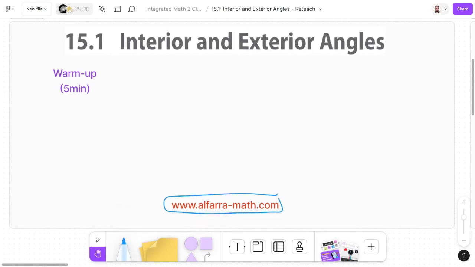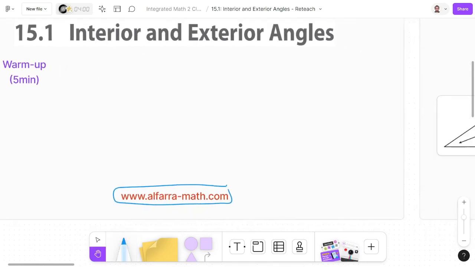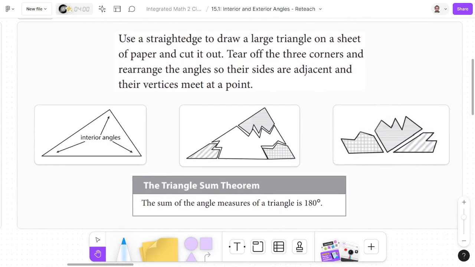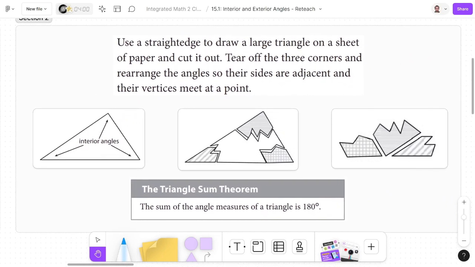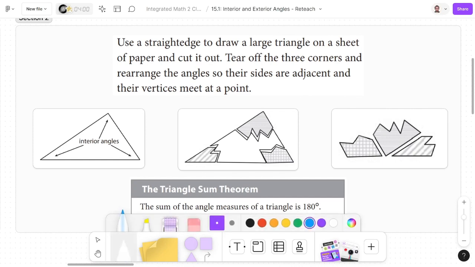Okay, now let's start the lesson about interior and exterior angles. Let's take a look at this one. Here, this one is proving that when we have a line or a triangle, both of them should equal 180. As you can see here, we have the triangle, and the triangle has interior angles.